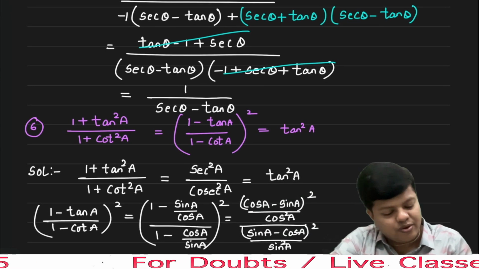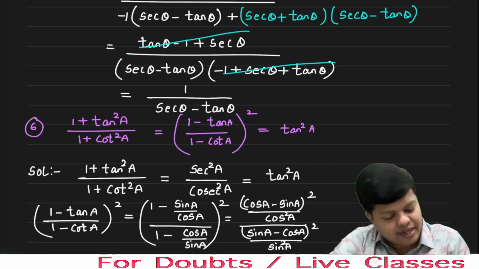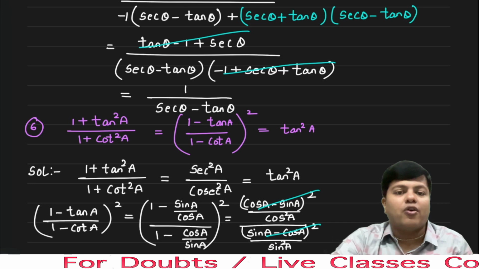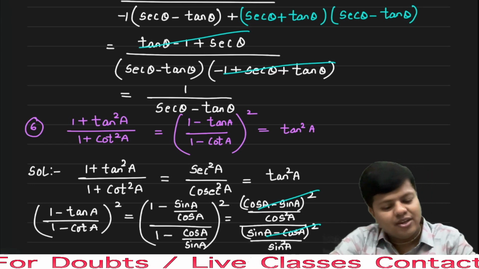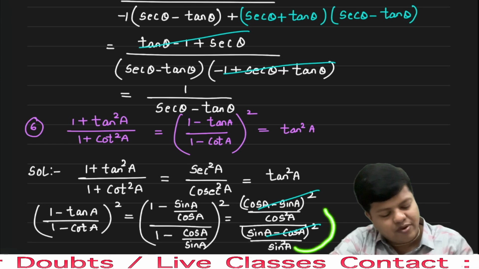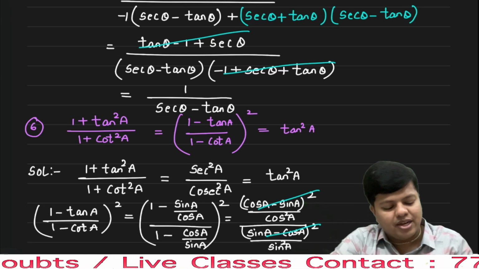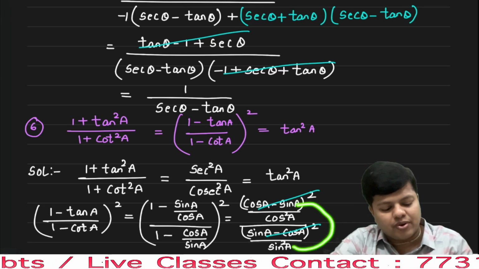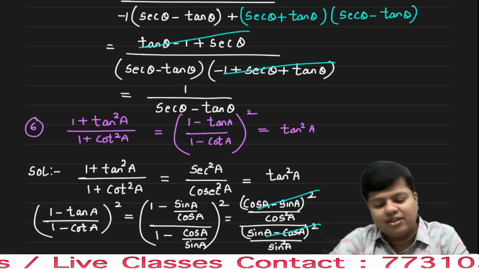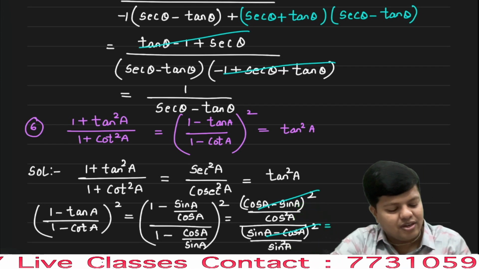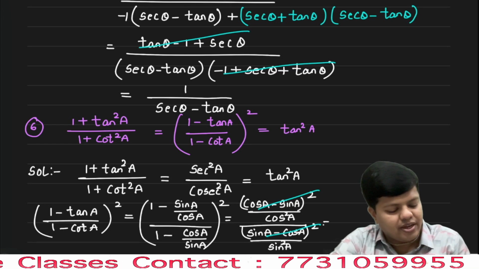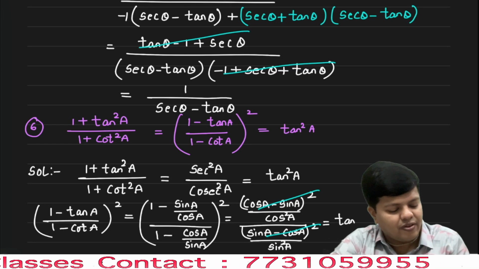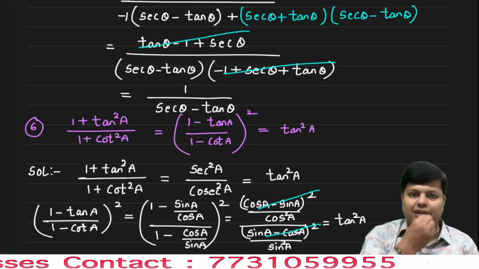So what will happen, see, both numerators get cancelled, and now what is left? Same, 1 by cos square A by 1 by sin square A. So this sin square A will come in the numerator, so it becomes sin square A by cos square A, which is tan square A. So the answer is, you can write directly tan square A.